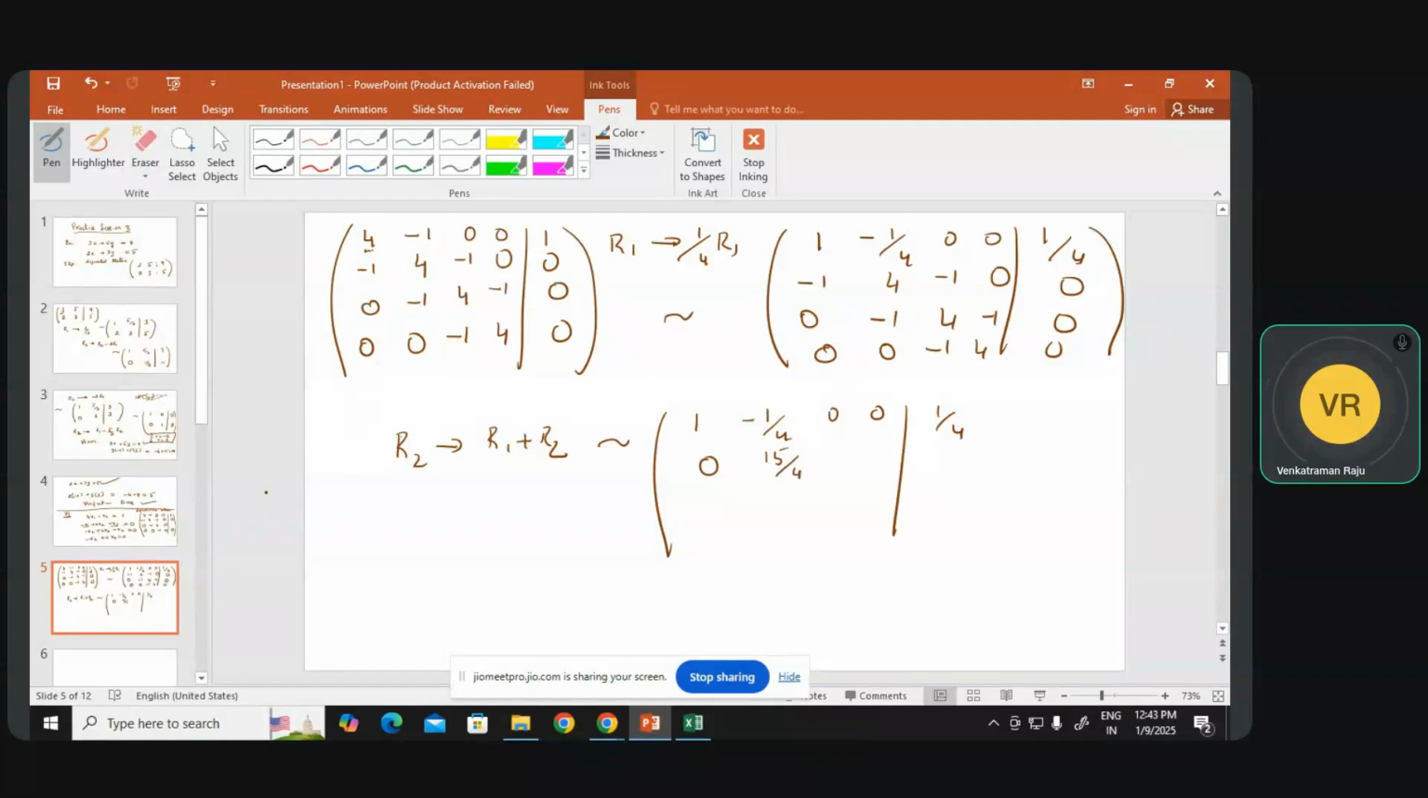I'll demonstrate quickly what this is. This is 4 minus 1 by 4, equals, with LCM 4, 16 minus 1, which is 15 by 4. Right? That's the 15 by 4. The next is, if you add this to just minus 1, 0. Here if you add 0 with 1 by 4, you get 1 by 4. Rest are the same.